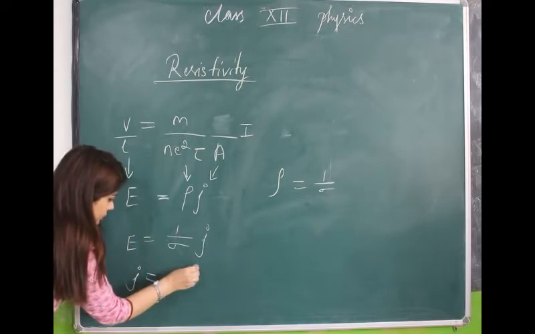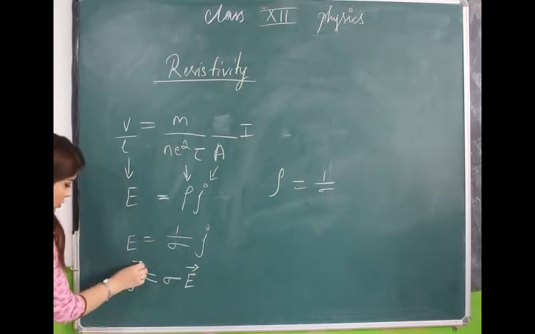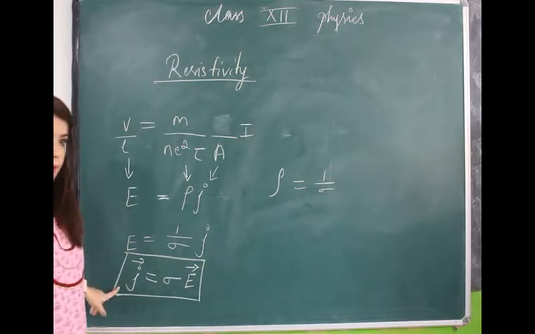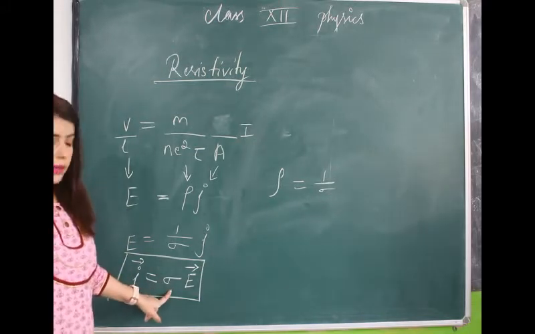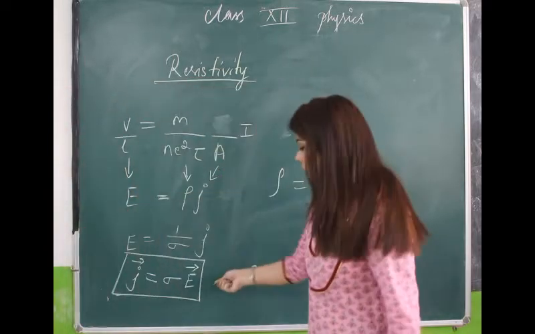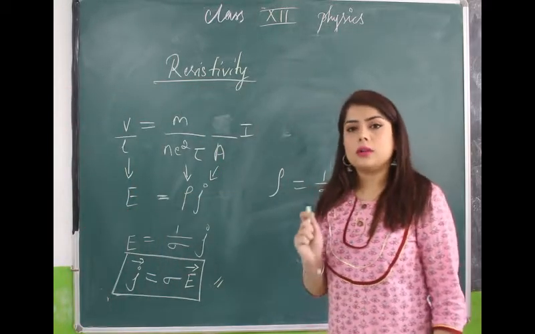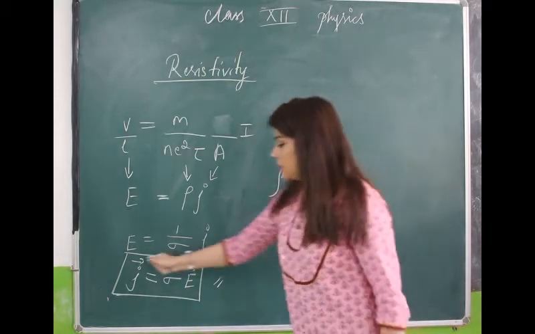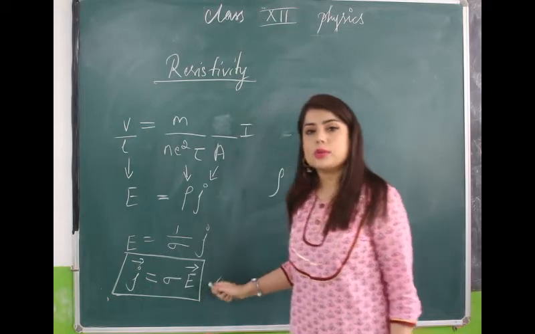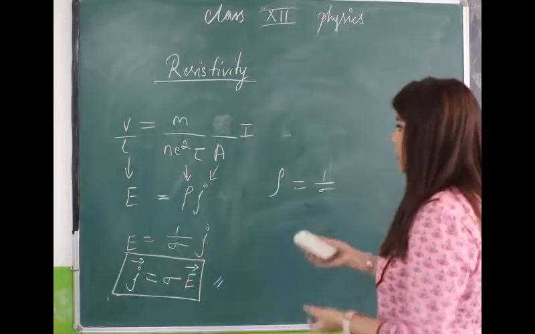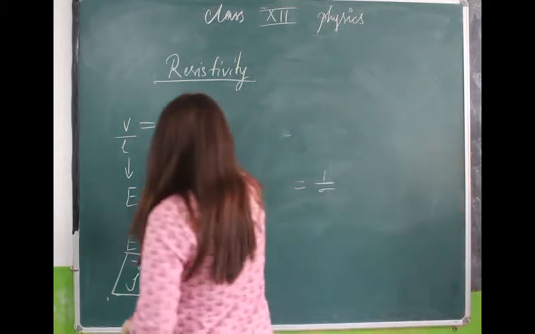This is a vector, and this is also a vector. So the equation becomes current density is equal to conductivity multiplied by electric field. This is Ohm's law in vector form. Please don't get confused with the other equation. This particular equation is Ohm's law in vector form. With this, I'll move on to the topic of resistivity.